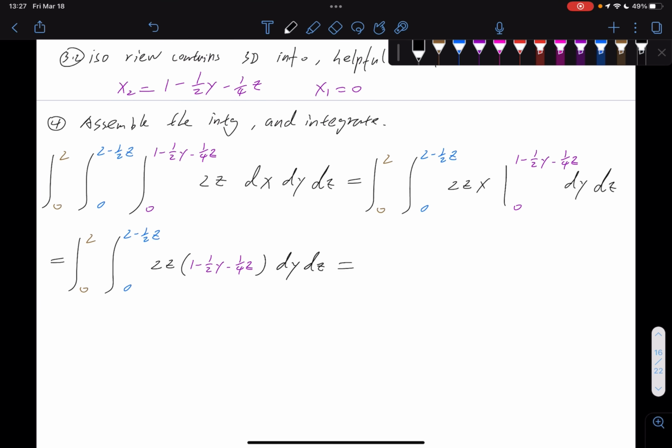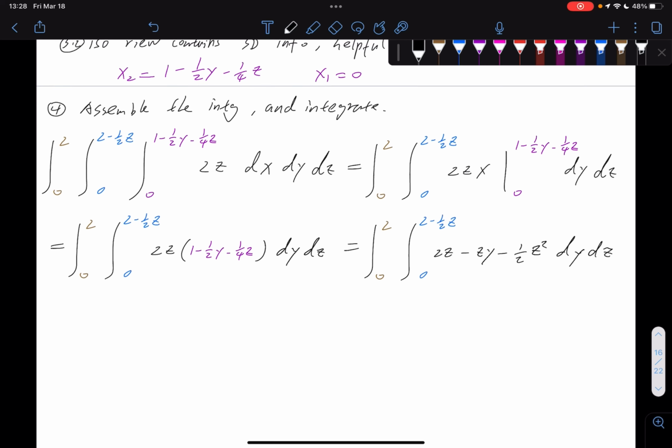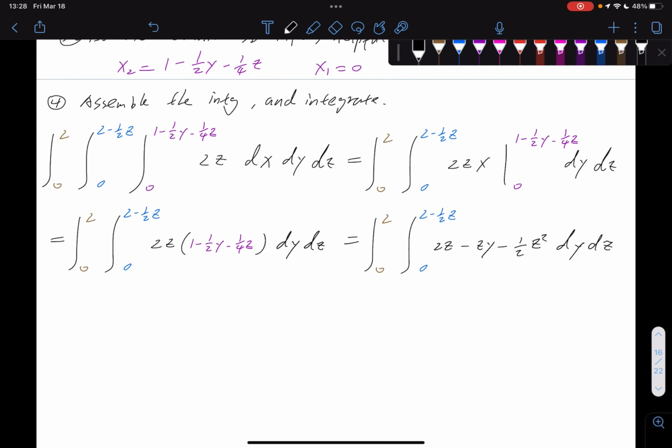so now we have, let me move this over. Let me simplify this expression a little bit. So 2z minus zy minus z squared. So is that correct? Nope, that's not correct. That's 1/2 z squared dy dz. Okay. And then we integrate again with respect to y, treating z as a constant.